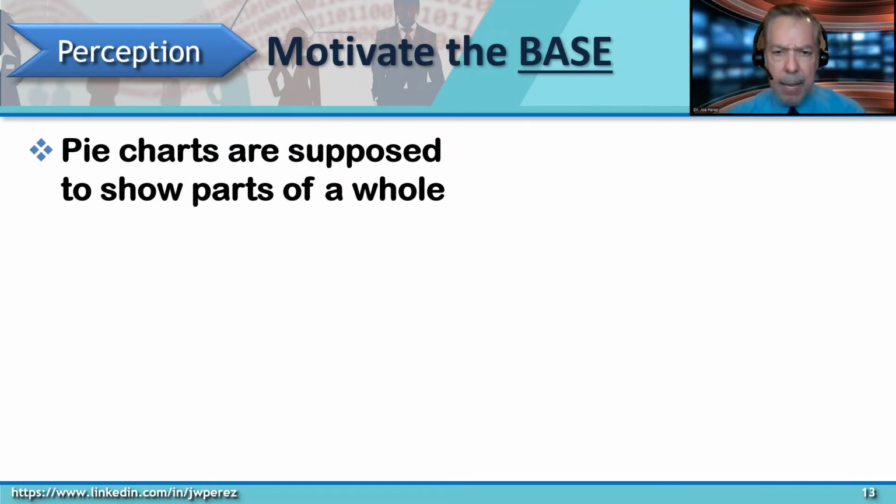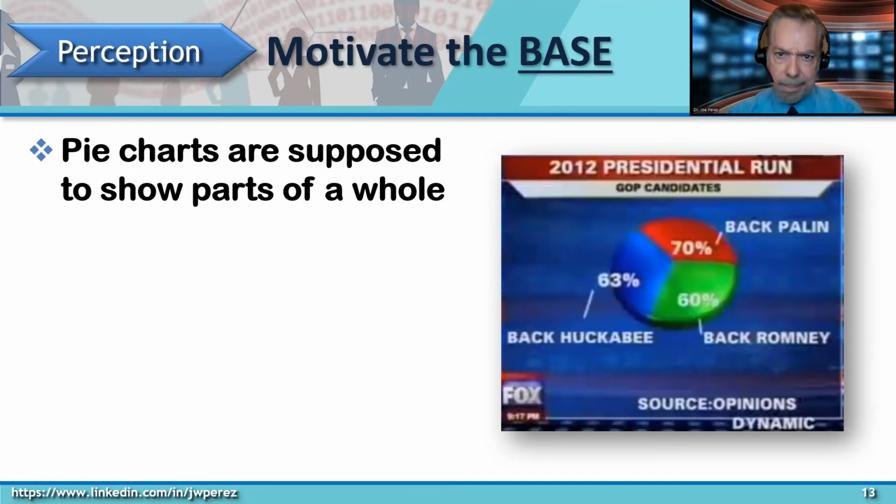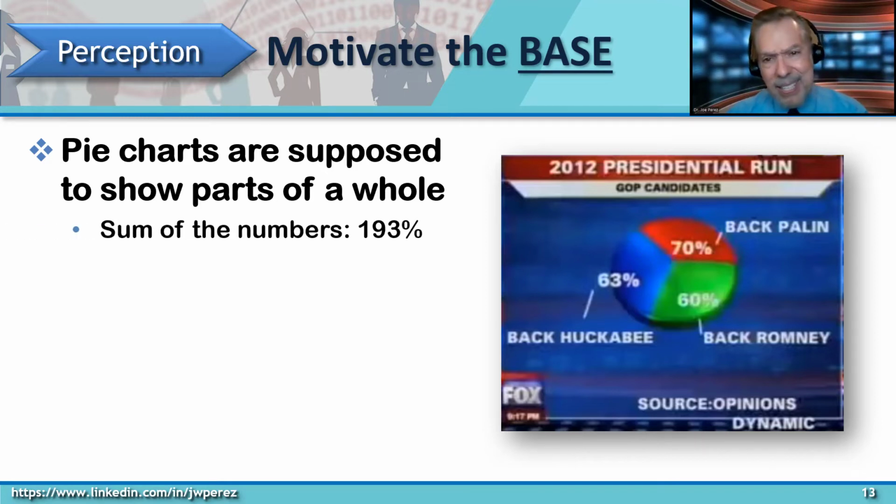I'll show you what I mean. Take a look at the pie chart shown in this fuzzy screenshot from a TV newscast. I see a couple of problems with this chart right off the bat. First of all, look at the numbers. If you add them up, you get 193. How can you have 193% of a single pie? That's almost like two pies, isn't it? Right? Secondly, check out the sizes of each slice.